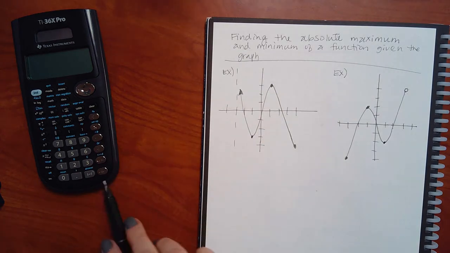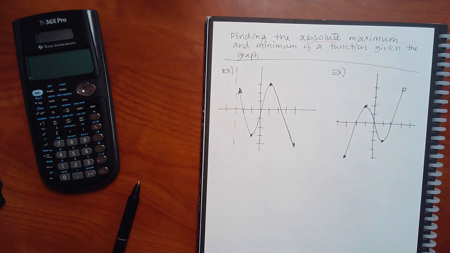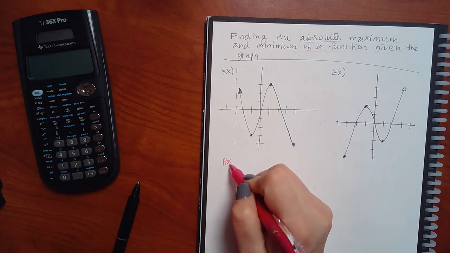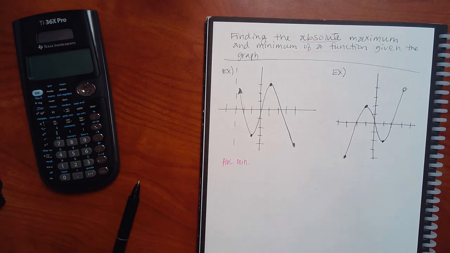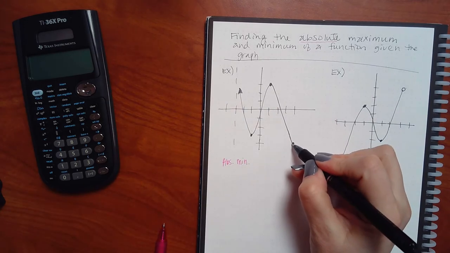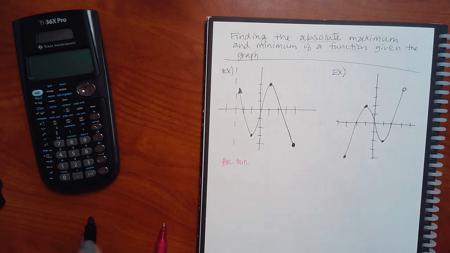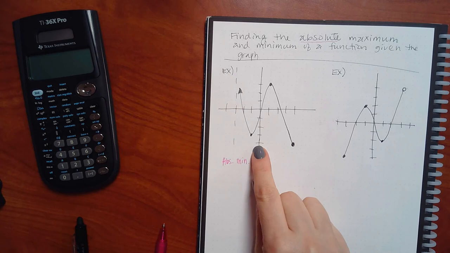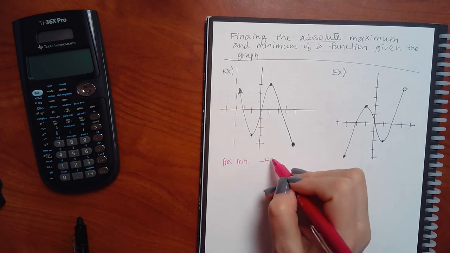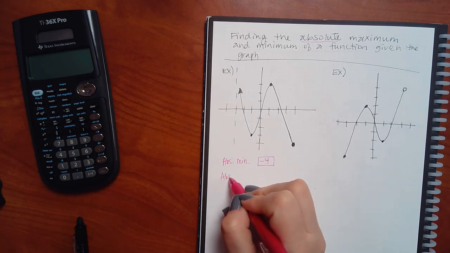So now it says finding the absolute maxima and minimum of a function. So I want to know the absolute minimum. This is a solid dot, not an arrow. Okay? So what is the very, very, very, very lowest y value? 1, 2, 3, -4. It's this guy here, which is -4. So that's correct. What about the absolute maximum?